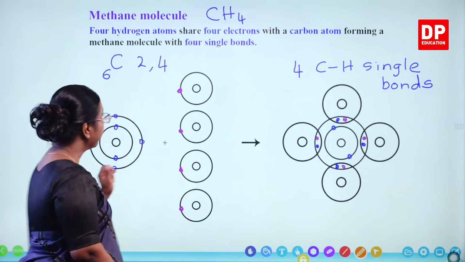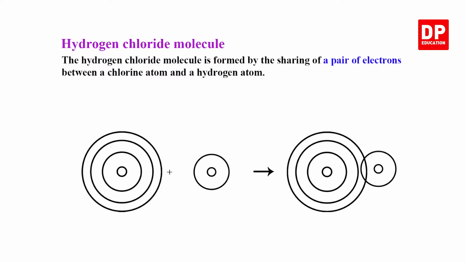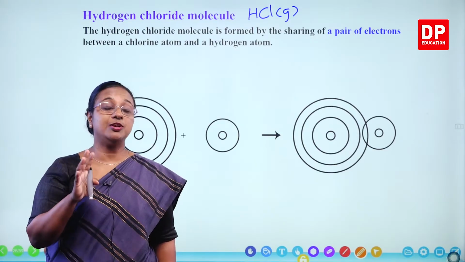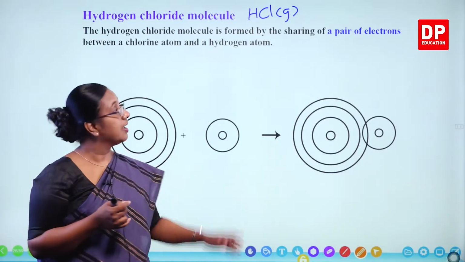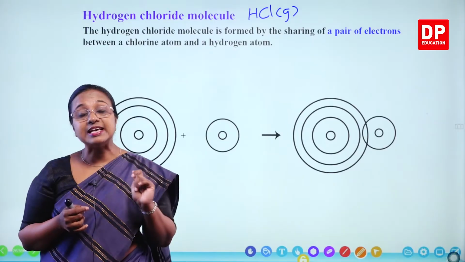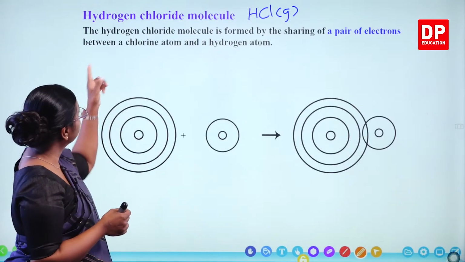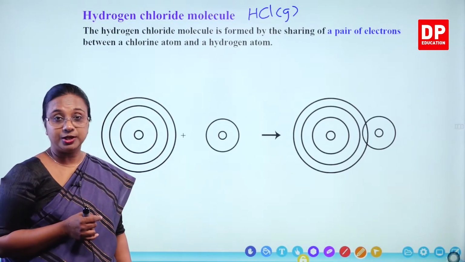So with that, I will move on to another example where we discuss hydrogen chloride molecule. What is hydrogen chloride? HCl in the gaseous state. You are familiar with HCl? That is hydrochloric acid when it is in the liquid state or the solution. Usually we use hydrochloric acid solution. But HCl in the gaseous state, that is known as hydrogen chloride molecule.